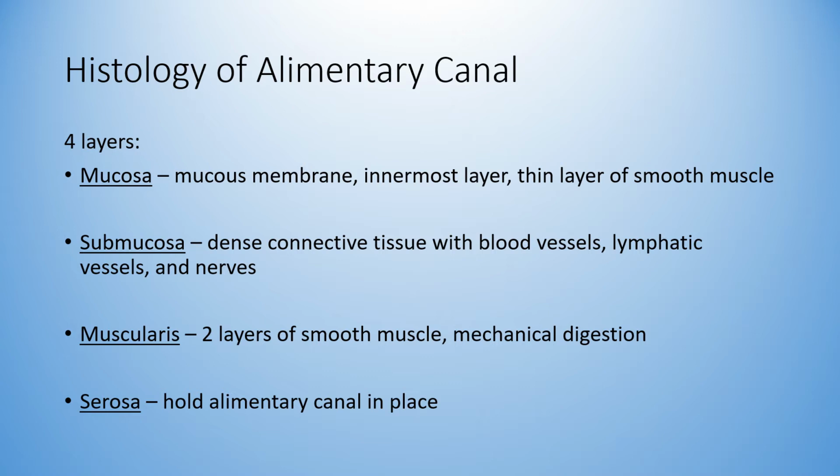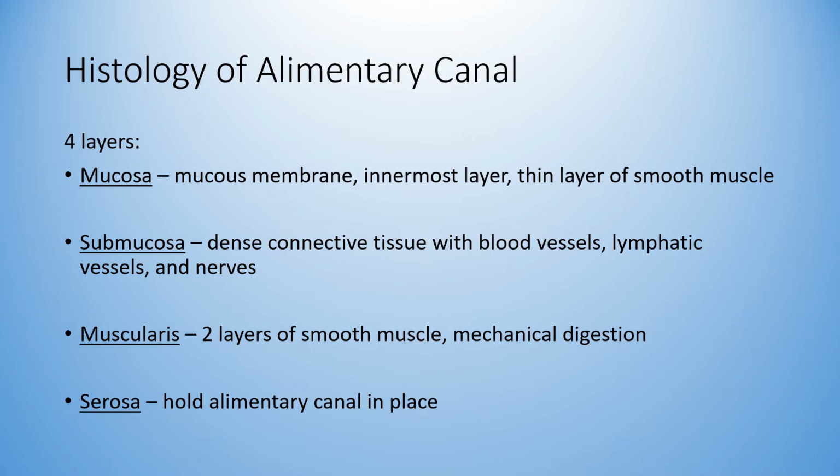Those 4 layers: the innermost layer is the mucosa. It is a mucous membrane. There's a very thin layer of smooth muscle in there. The submucosa is going to be dense connective tissue. It has a lot of the blood vessels, lymphatic vessels, and nerves. And then you have the muscularis, which is in most areas 2 layers of smooth muscle. In the stomach, it's 3. And that's going to help with the mechanical digestion, as we'll see when we discuss the different organs.